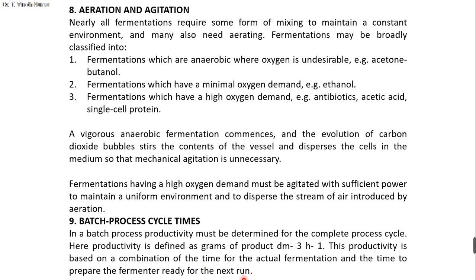If you are doing the fermentation process and actual fermentation, and after that, how much time is required to clean up the process, the fermenter, and keep it ready for the next fermentation process? And if it is much, maybe the gap will be there, that may be a more disturbing factor, and your productivity may be disturbed.